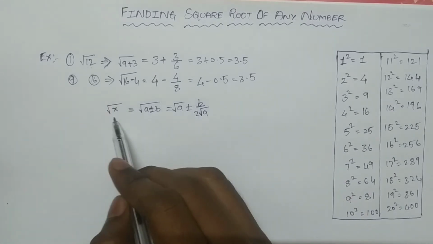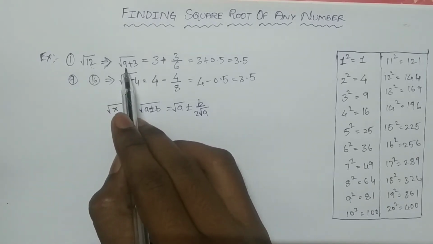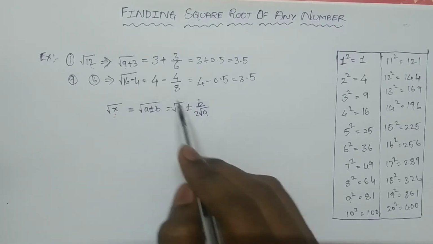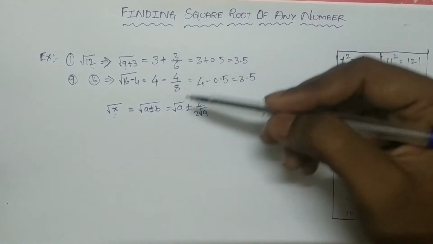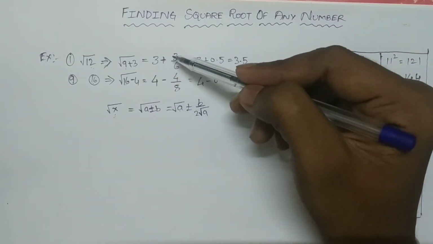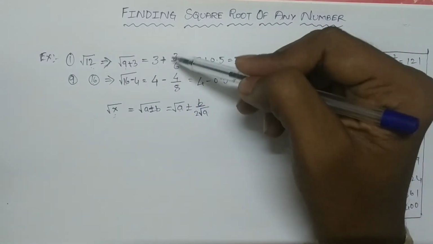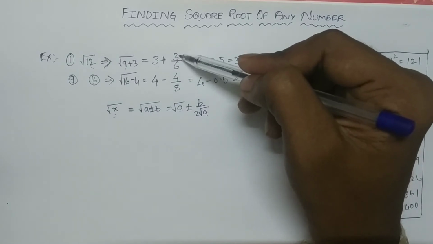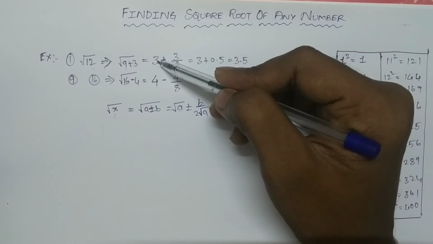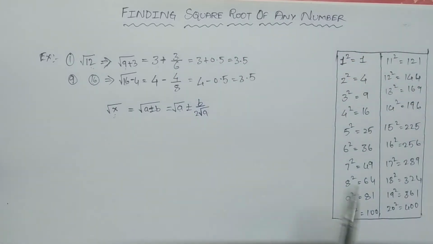See here, 12 is the x, a is 9 and b is 3. So root over 9 is 3. Then b by 2 root a: b is 3 here, so I place 3, and 2 into root a, where the value is 3, so 2 into 3 is 6. So the value is 3.5.